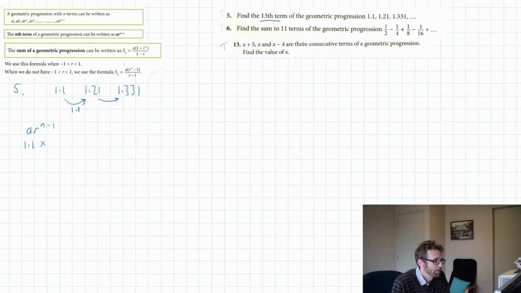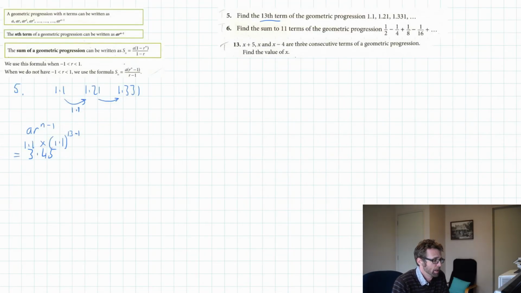We're going to multiply that by our ratio, which is 1.1, to the power of 13 minus 1, which is to the power of 12. Now, when we do this, 1.1 times 1.1 to the power of 12, for this I'm getting 3.4522712114. So I'm just going to give mine to 3 sig figs. I'm going to go 3.45.